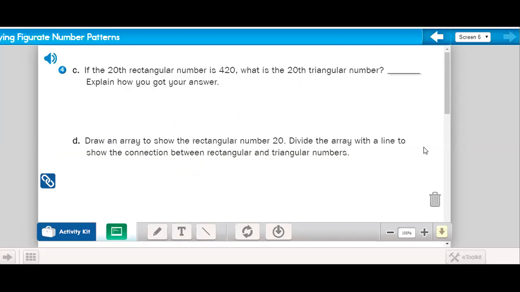Okay, this next one, number 4, C: if the 20th rectangular number is 420, what is the 20th triangular number? Try that, see if you can figure that out, and then unpause when you're done.